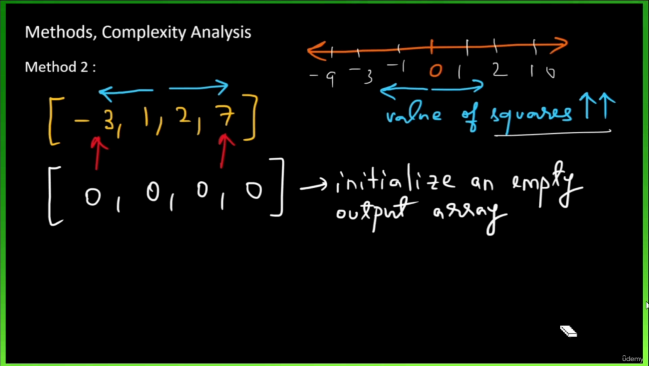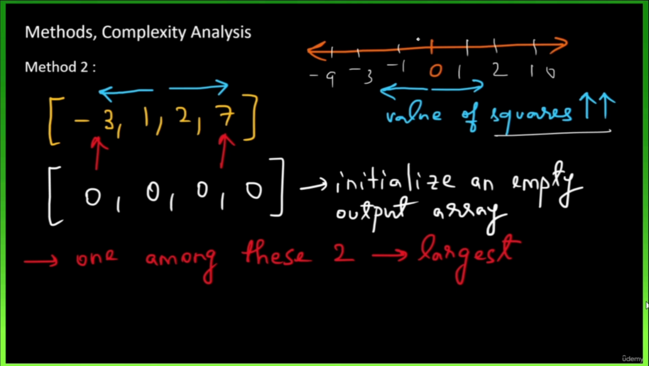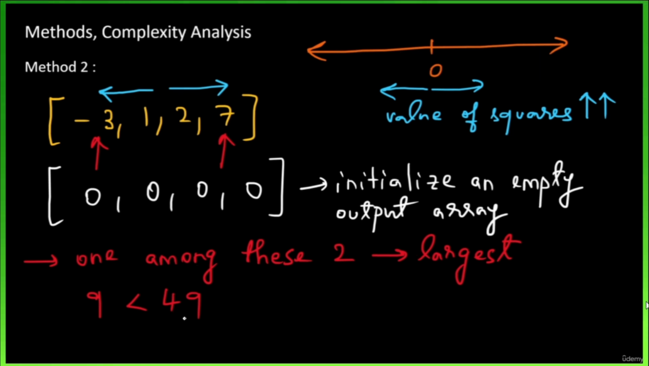So let's make use of this property to solve this question in a more time efficient manner, right? So one among these two has to be the largest. When we square all these four, the largest has to be one among the squares of these two, right? It will definitely not be one among the squares of these two, right? All right. So let's look at that. 3 square is 9 and 7 square is 49. So 9 is less than 49, or the greater value is 49. So let's take this 49 and we fill this 49 over here.